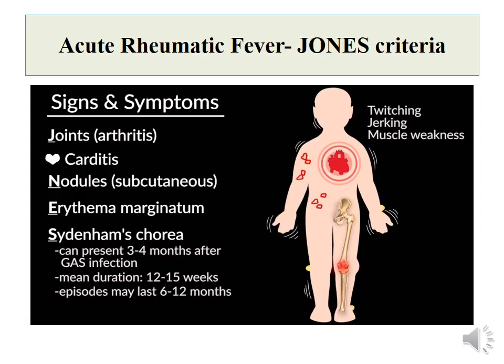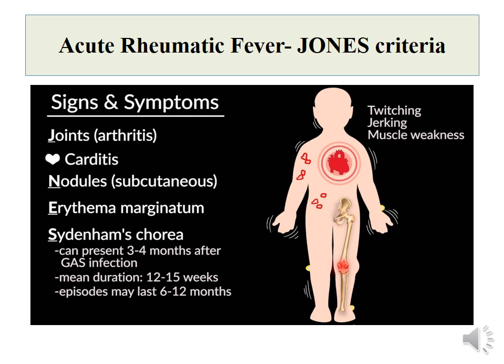The clinical manifestations of the acute phase of rheumatic fever had been lumped together and called Jones criteria. The word Jones here is coming from the first letter of the main clinical signs and symptoms. Jones. So the letter J is coming from joints or arthritis.